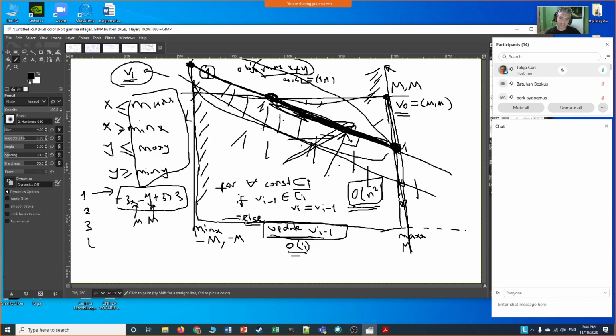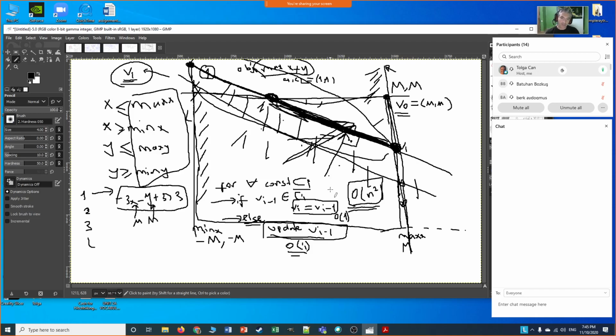What is the probability that you enter the else part? Because if you do not enter the else part, look at this. If vi minus 1 is already an element of the current half space, you just do something that is in constant time, in O(1) time. Vi is equal to vi minus 1. Its cost is very little, just constant time.